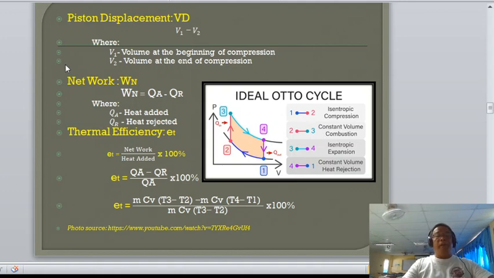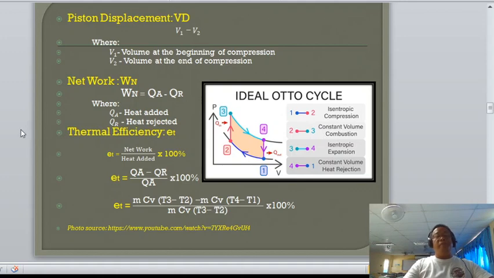Another is the so-called thermal efficiency. Thermal efficiency is the measure of how much of the energy input is utilized into useful work. That is the ratio of the net work and the heat added to the system.